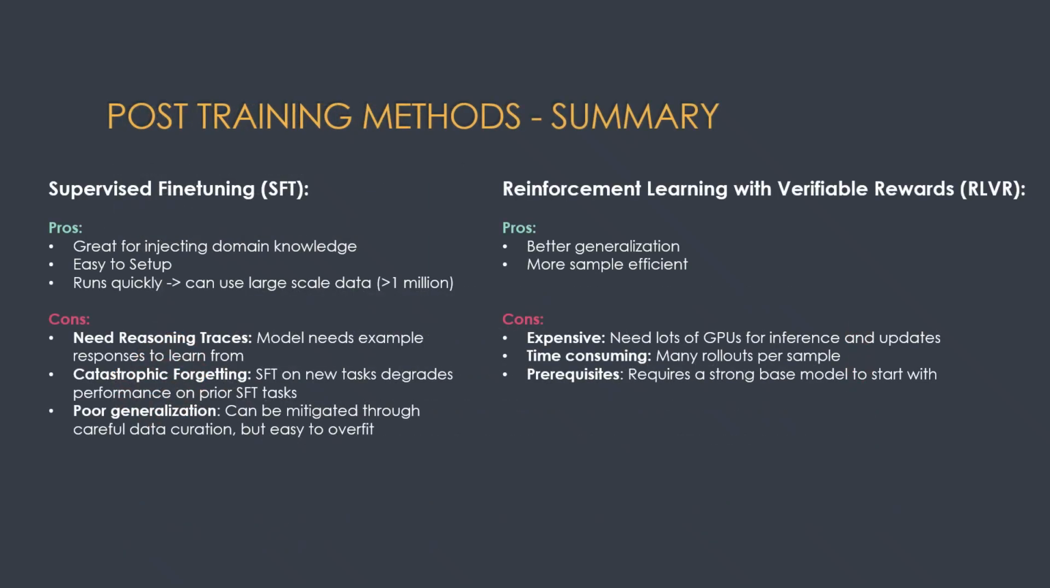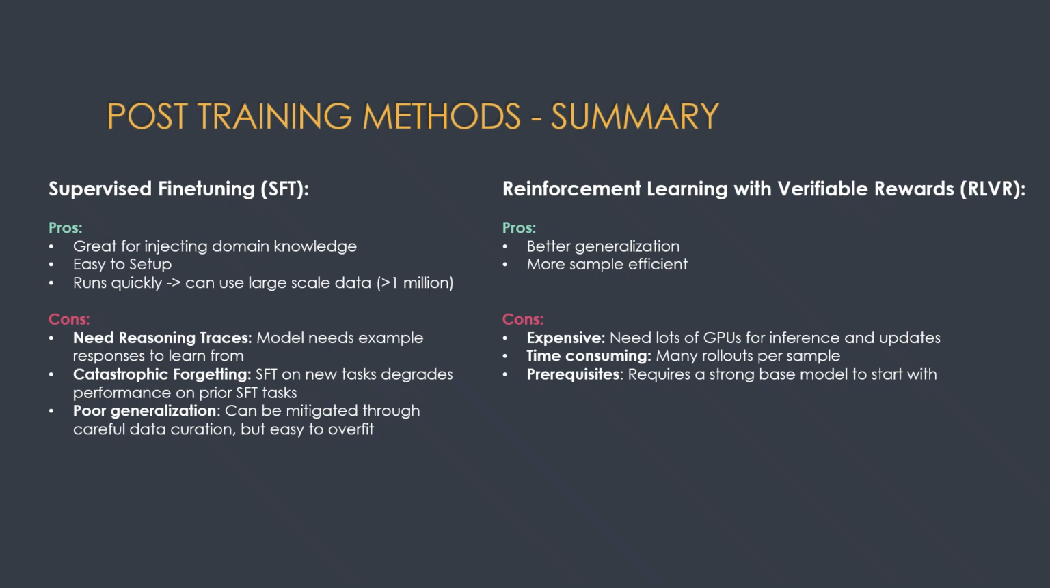So both of these post-training methods have pros and cons. For the pros for SFT, it's really fast to set up and it runs quickly and it scales easily to over 1 million examples. And it's great for injecting domain knowledge. But the downside of it is it requires reasoning traces, which we have to generate somehow. And it also suffers from catastrophic forgetting when you fine-tune sequentially on new tasks. And it can also overfit if your data curation is sloppy, or your training is sloppy.